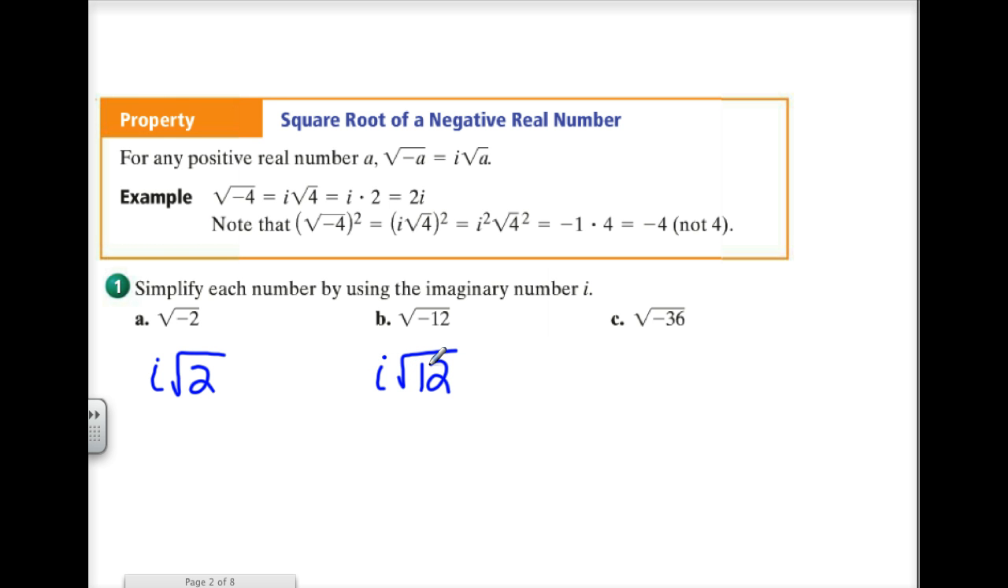Back to our review from algebra that I had you do a couple of days ago, you have to simplify the square root of 12 as well. That can be rewritten as 4 times 3. The reason I chose 4 instead of 6 and 2 is because 4 is a perfect square, and I can take the square root of 4, so it becomes 2i times the square root of 3. That's the most simplified version. Letter C, pull that negative out, so I get i square root 36. The square root of 36 is 6, so that answer is 6i.